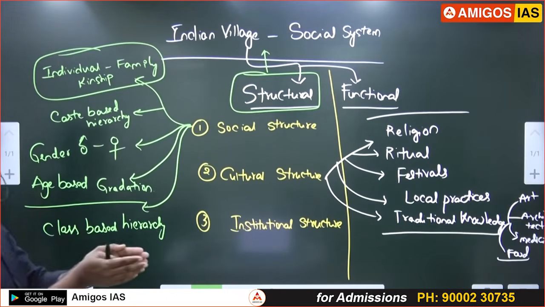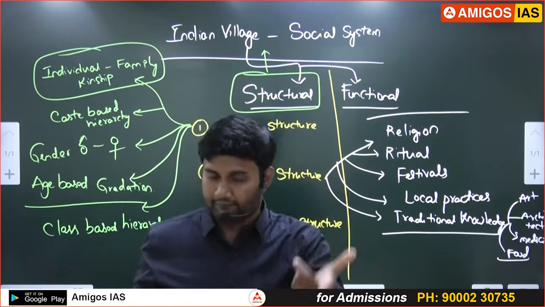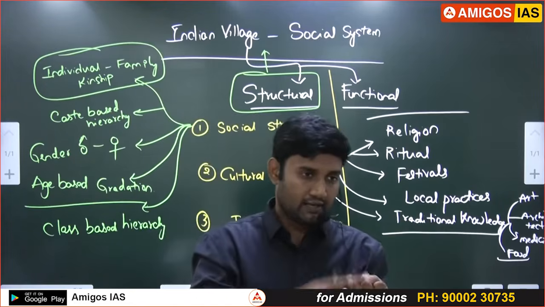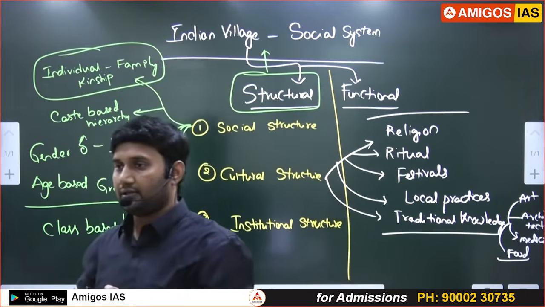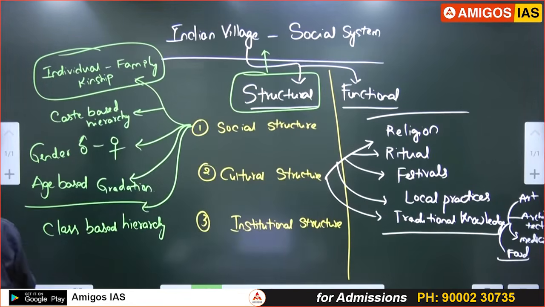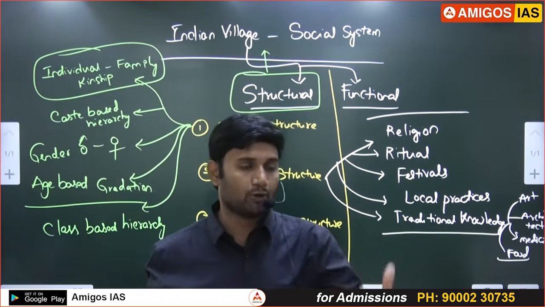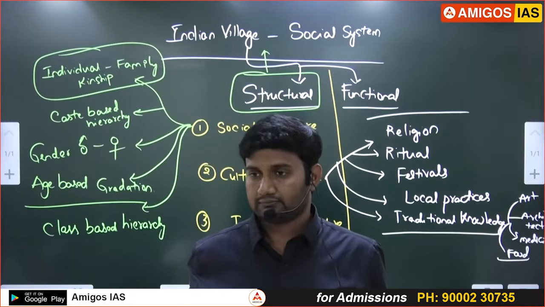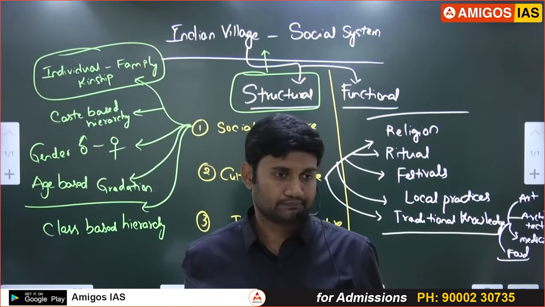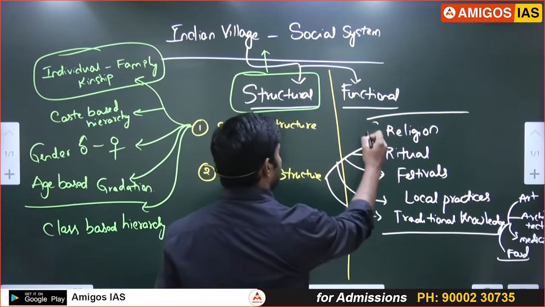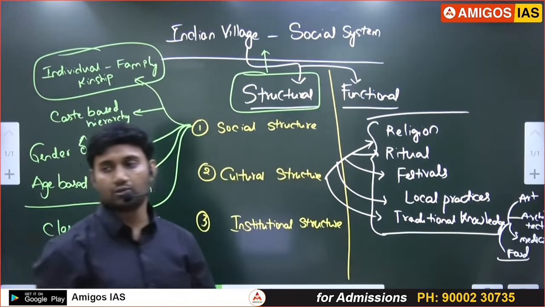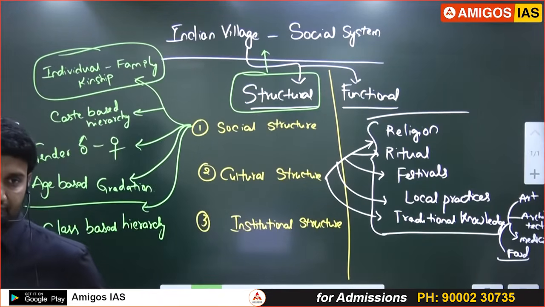Cultural structure means the way they live: religions, philosophies, customs, norms, practices, or else their knowledge about food, their knowledge about medicines, medicinal plants. So all these are the components of your cultural structure.